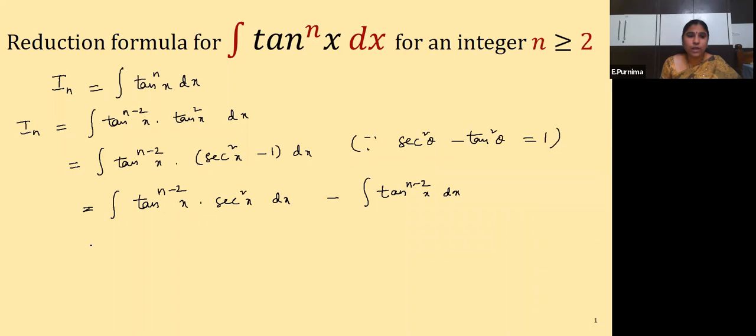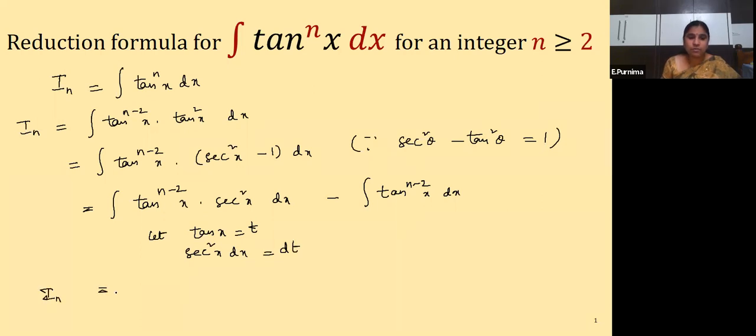Okay. Now here, if you see, we have tan to the power of n minus 2 x into secant square. So if you assume tan x as t, then we know that secant square x dx is nothing but dt. Yes. So for the first function, I'm considering let tan x is equal to t. Okay, so then what happens? Secant square x dx is equal to dt. Okay, so let us substitute here.